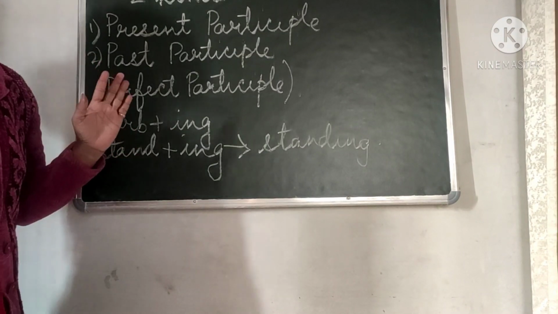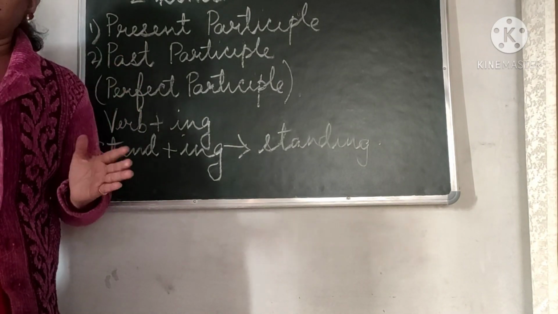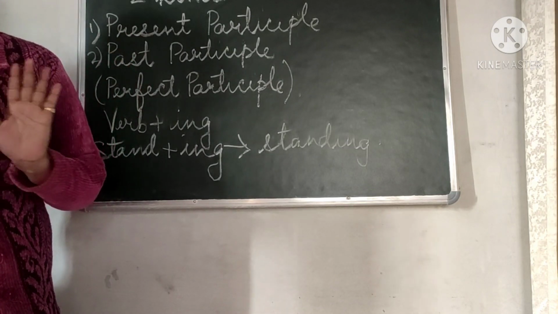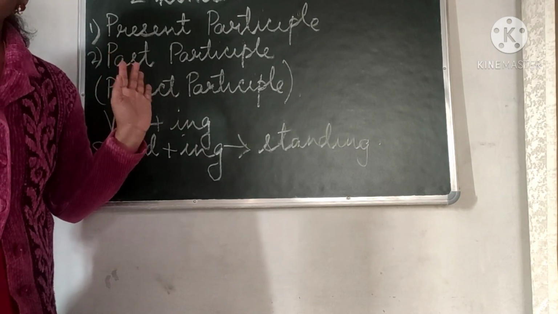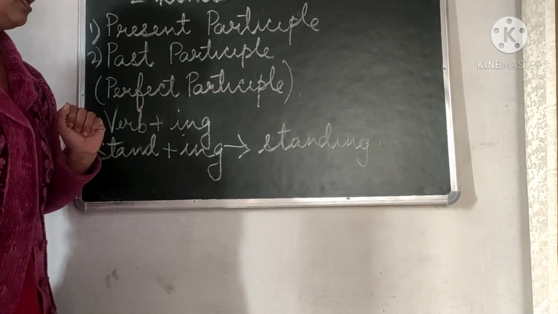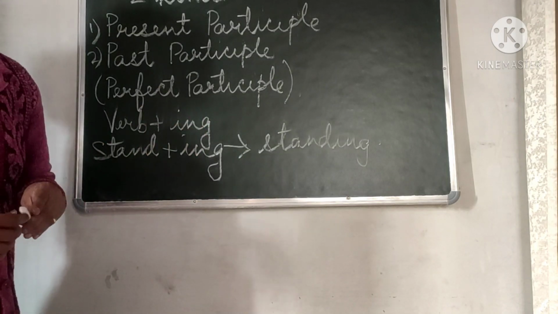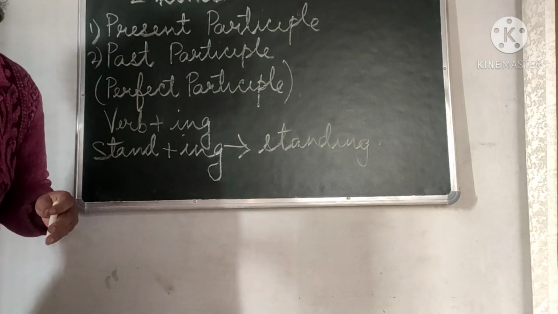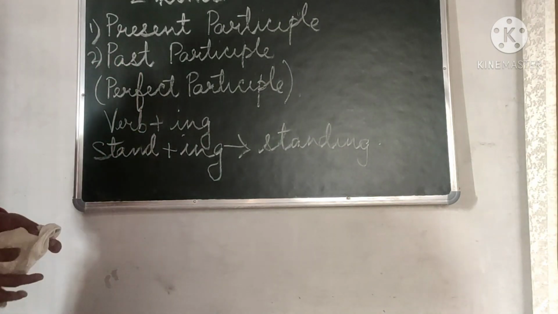So this is the present participle. The present participle consists of all those base forms of verbs which are in your ing form. That is known as your present participle. Now let us see how we are going to identify this present participle.